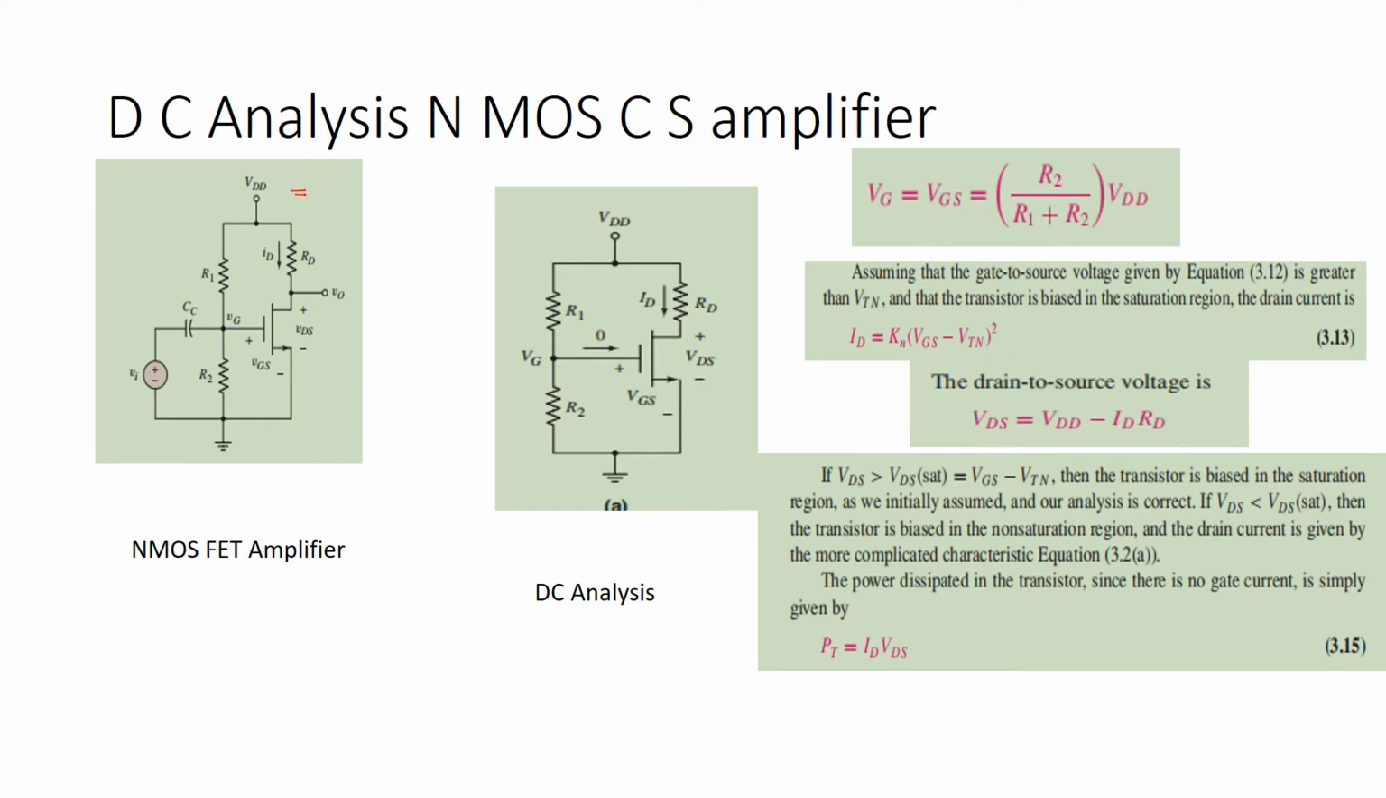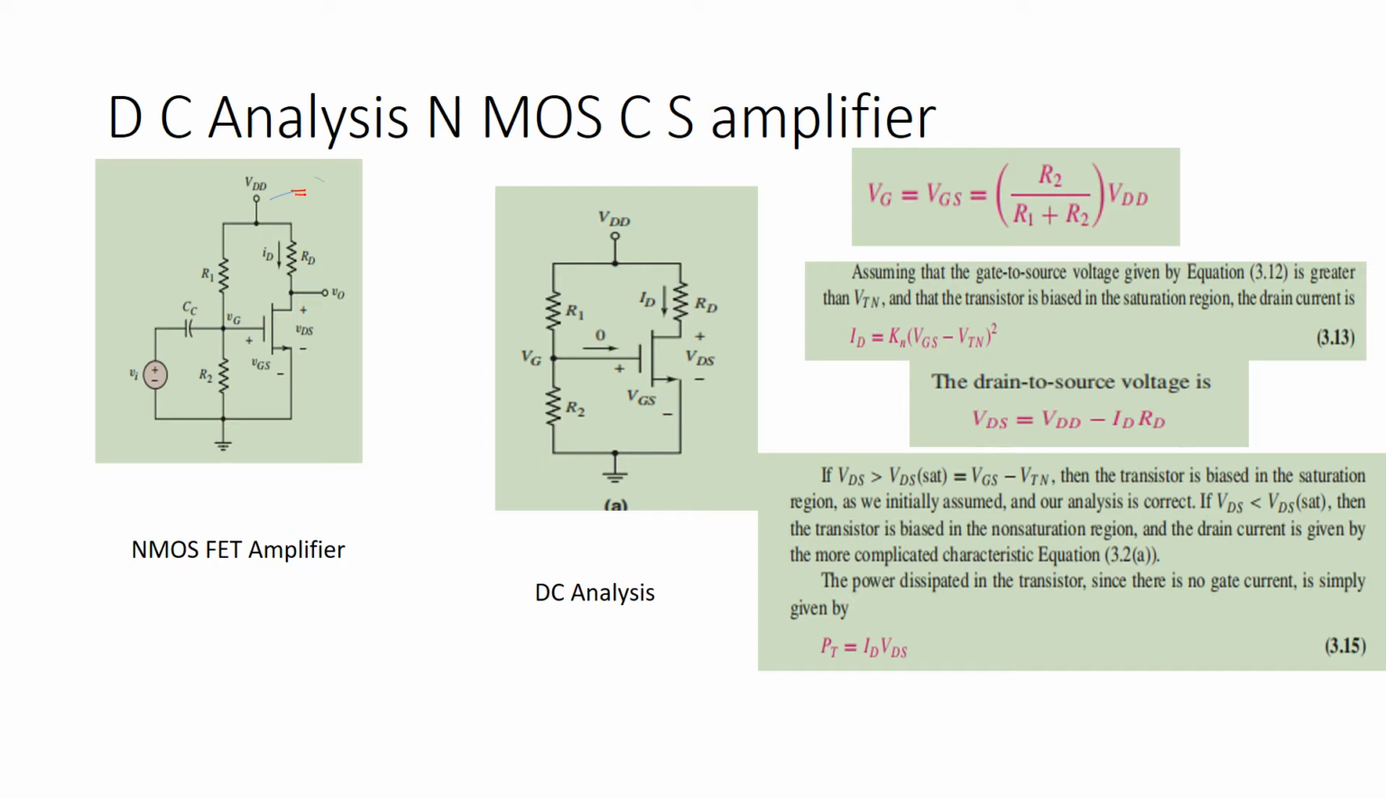So we'll try to study DC analysis of N-type metal oxide semiconductor common source amplifier. So here, this particular problem that is shown, VDD, this is nothing but a common source amplifier, because here the source is grounded, or it is made common, and hence it is defined as a common source amplifier.